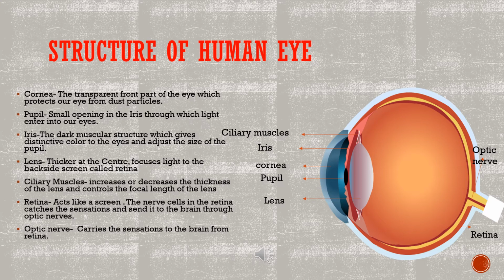Retina acts like a screen. The nerve cells in the retina catch the sensations and send them to the brain through optic nerves. Optic nerves carry sensations to the brain from the retina. This much you have to learn by heart and write. Each and every one of these points may be asked as a one word question, fill in the blanks, definitions, or question and answer. What are the functions? Define the following. Any such question can be answered if you learn this much.